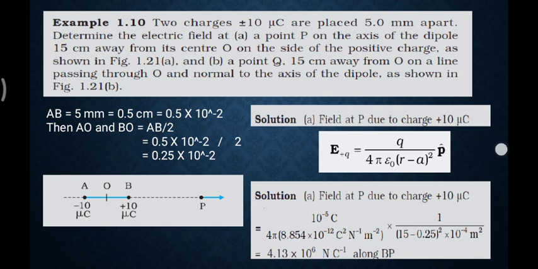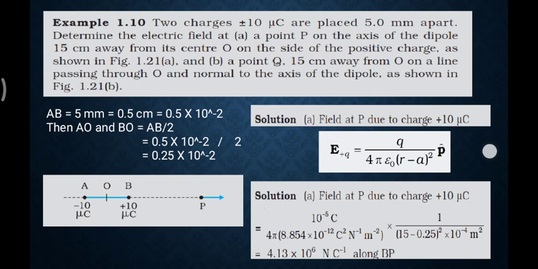And in particular for this, now we are focusing on point A only. The point is 15 centimeter away from the dipole, so from the dipole center to that point is 15 centimeter. This is 15 centimeter away from the center O, on the side of the positive charge, so it is also towards the positive charge. This much information is enough for us.